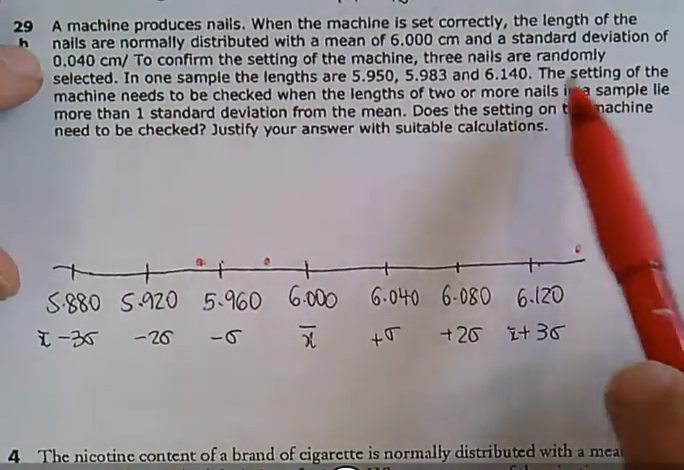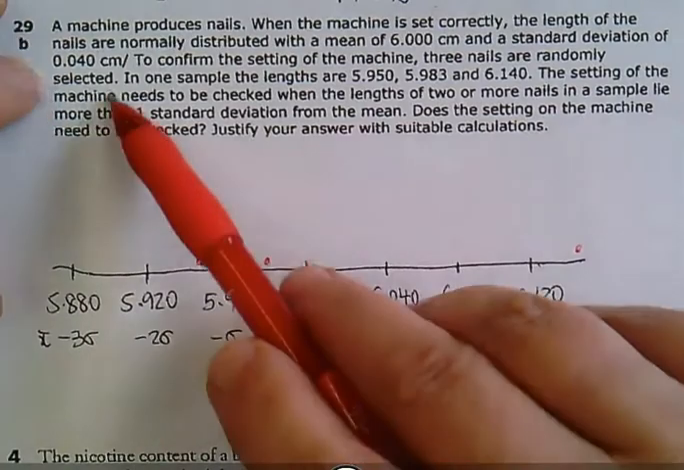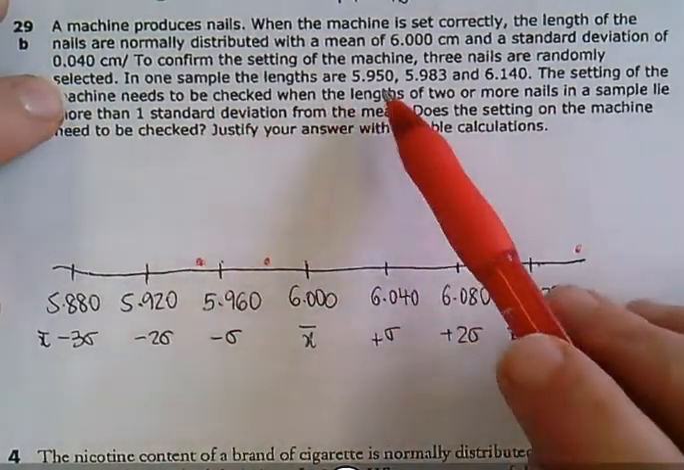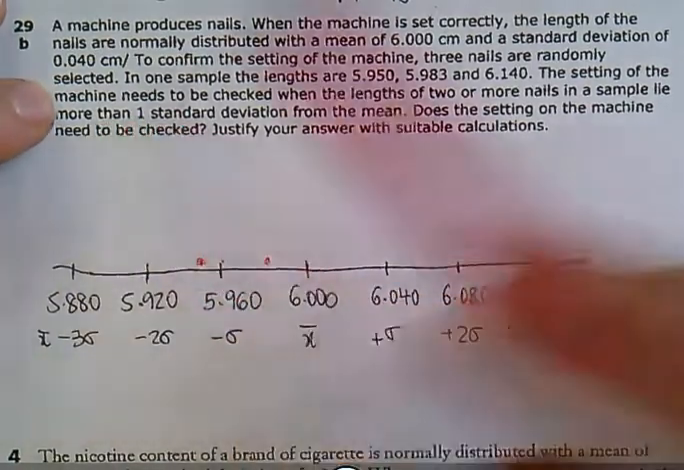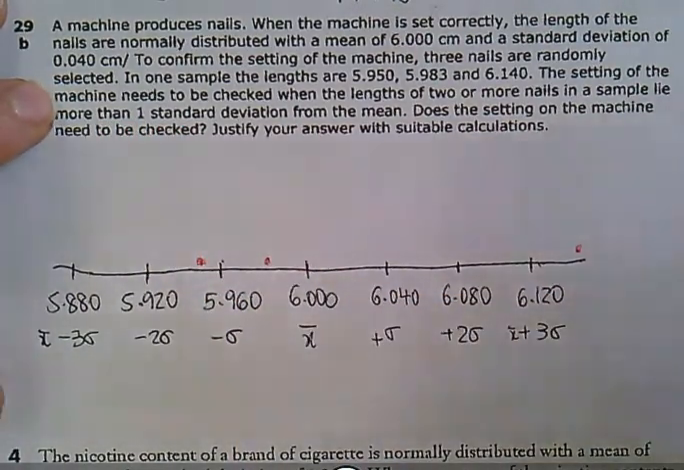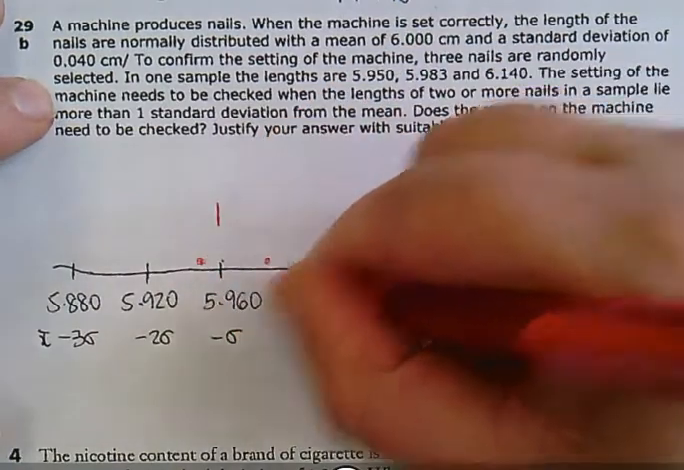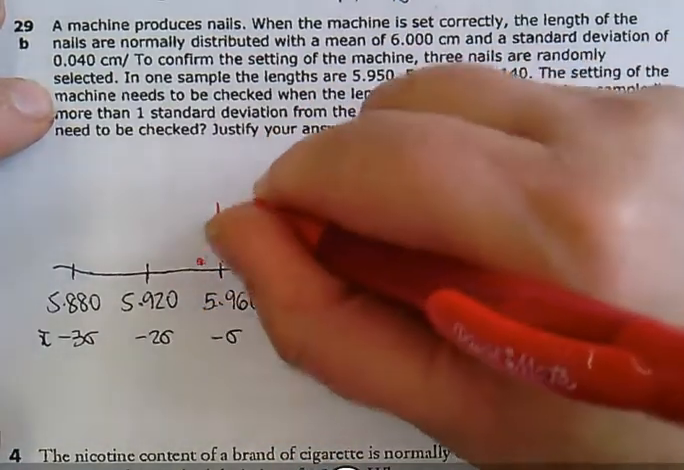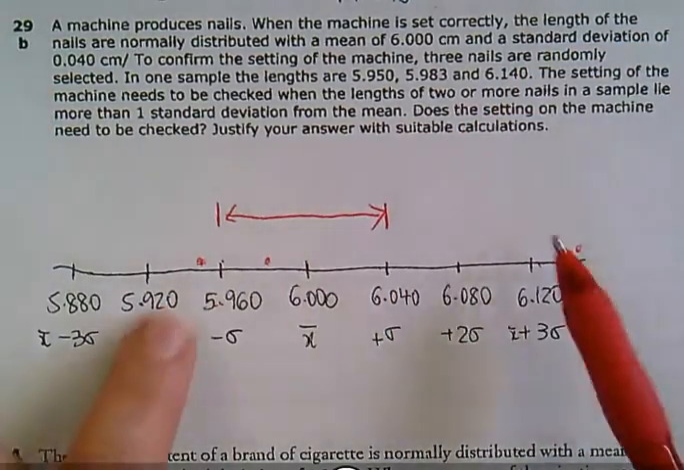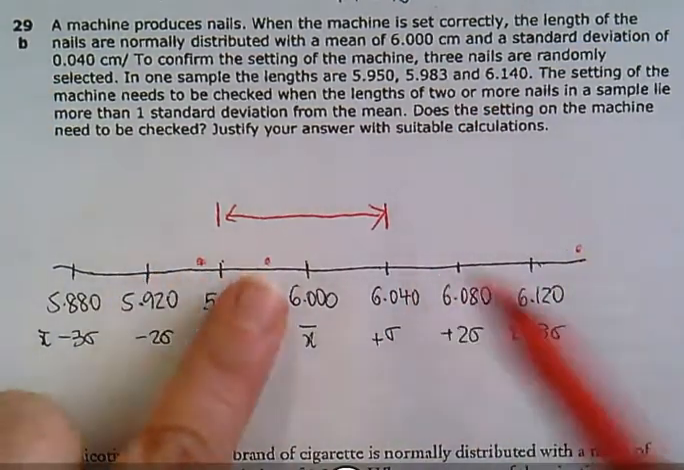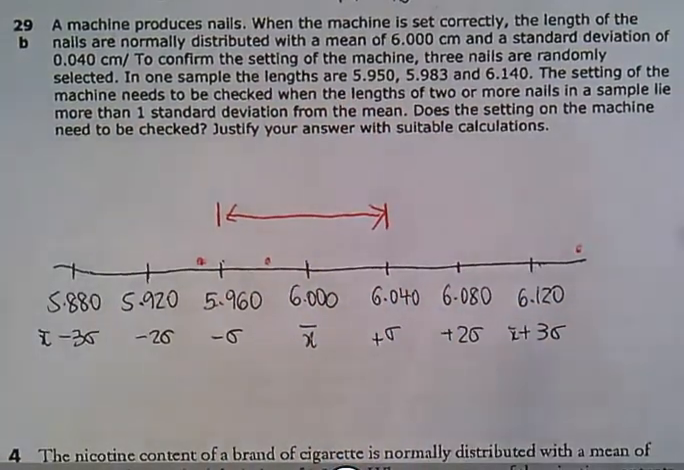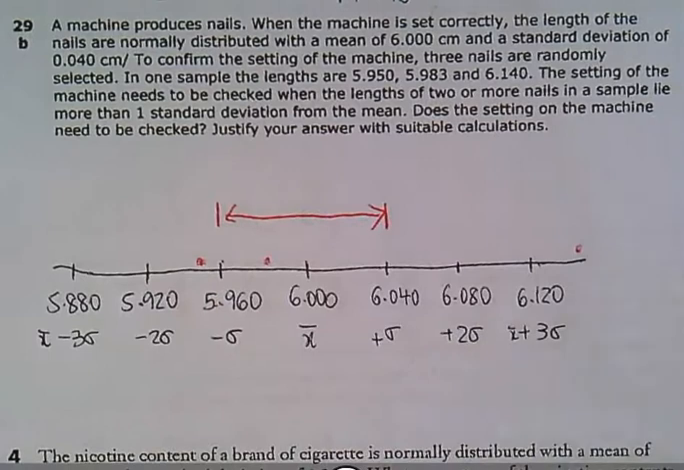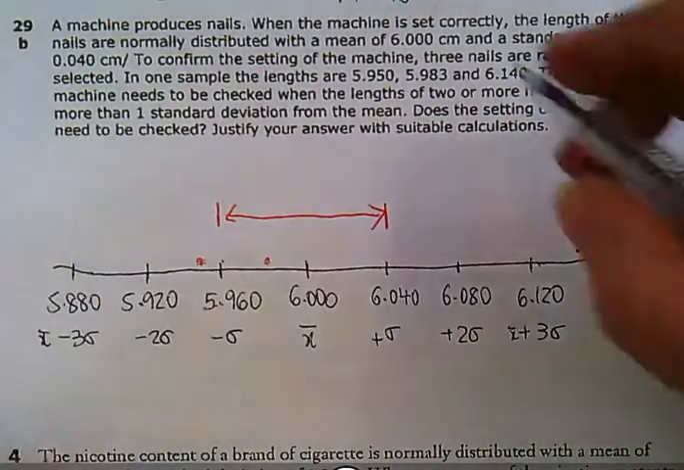It then says, the setting of the machine needs to be checked when the lengths of 2 or more nails in a sample lie more than 1 standard deviation from the mean. Now here's the mean. There's 1 standard deviation either side. How many of those nails fit in there? Only 1. Does the setting on the machine need to be checked? Yes.